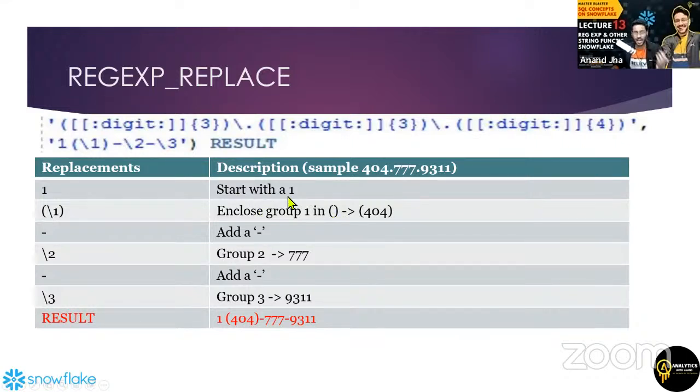Okay. Then it starts with a 1. /1 means enclose group 1 in this. Sample description I'm showing you. Right. Then add a hyphen. I want a hyphen. I'm starting with 1, enclosing it in group 1. Then because I need a bracket, so /1. Then hyphen, because I need a hyphen. So I'll put a dash here, then /2, group 2, 777, then hyphen, and then group 3. So your result will automatically come like this, right?